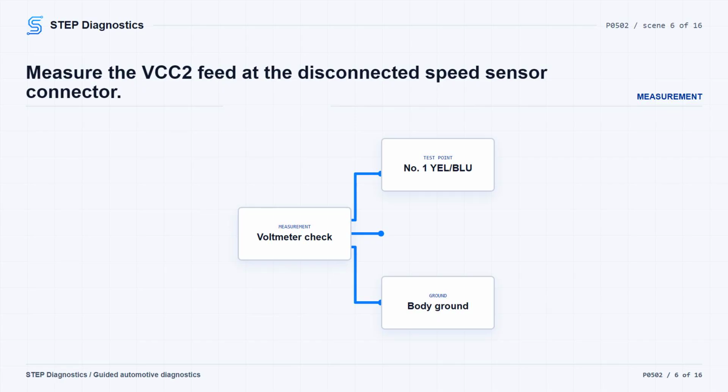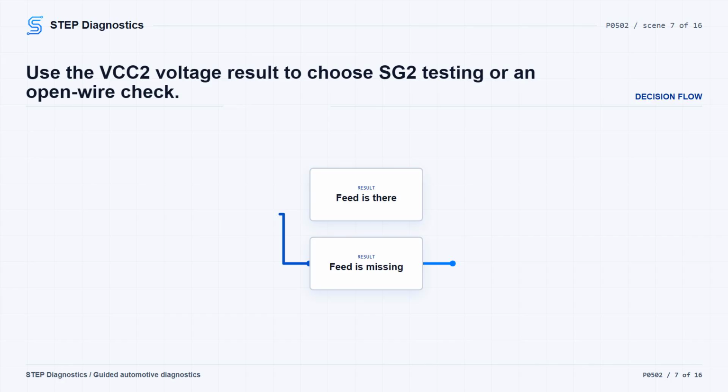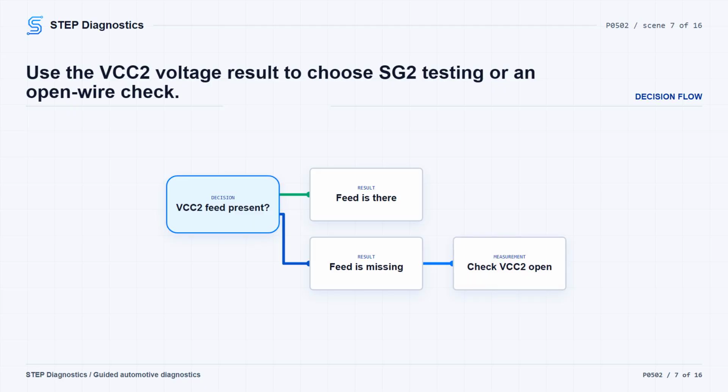Turn the ignition OFF, disconnect the CVT speed sensor 3P connector, then turn the ignition on. Measure voltage from CVT speed sensor connector terminal No. 1, the YEL/BLU wire, to body ground. This is the VCC2 circuit. You are looking for about 5V. If about 5V is there, the VCC2 feed is present and the path moves on to the SG2 check. If about 5V is not there, check the VCC2 wire for an open between the sensor and the PCM.